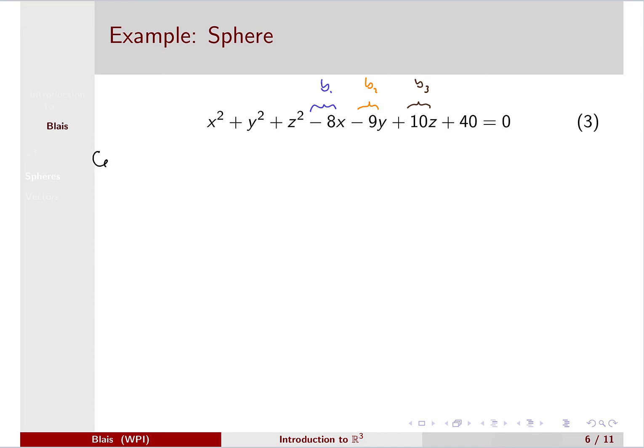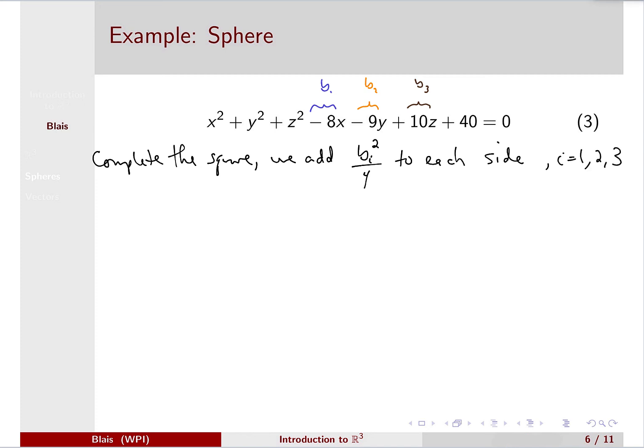And so to complete the square, we add each of those b_i squared over 4 to each side, for i equals 1, 2, and 3. So doing so, we have our completing the square in x. So we have x squared minus 8x. So our b1 was minus 8. So minus 8 squared is 64. Over 4 is 16. So we add 16.